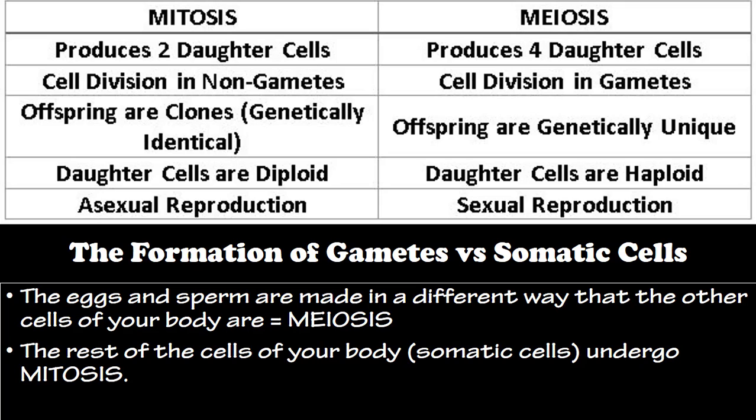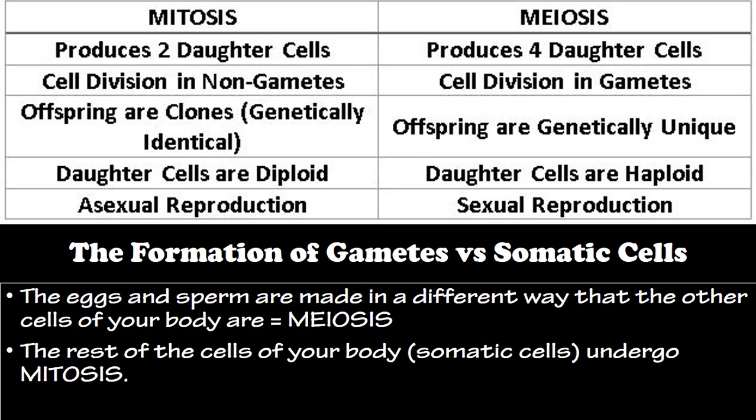In mitosis, one parent cell will produce two daughter cells. In meiosis, one parent cell will yield four daughter cells. Mitosis is used for non-gamete cells or somatic cells. Meiosis is used for gametes, which are the eggs and sperm. In mitosis, the daughter cells or offspring are genetic clones of the parent. In meiosis, the offspring or daughter cells are genetically unique from the parent cell.